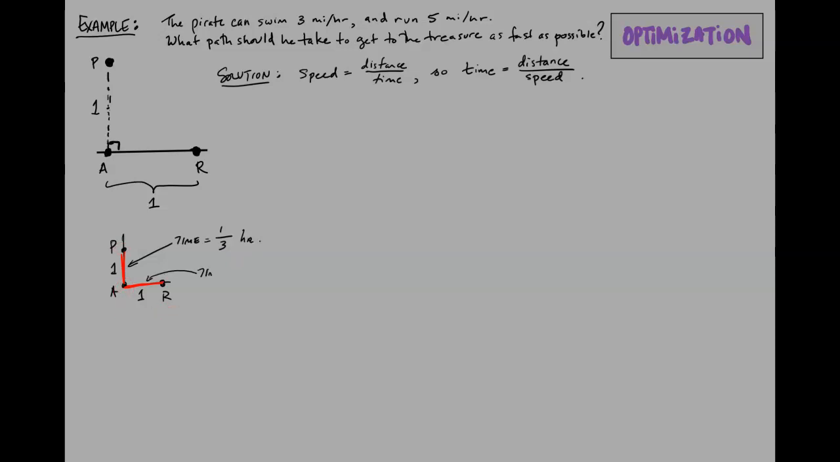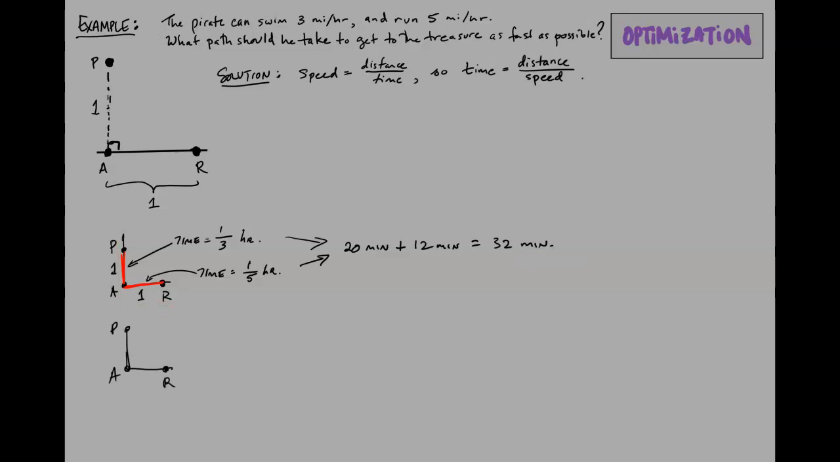And on that path, the time it takes him is going to be, once again, distance over speed. He's running 1 mile, and he is indeed running. He runs 5 miles an hour, so this will be 1/5 of an hour, which means that altogether, he runs for 1/3 of an hour, which is 20 minutes, plus 1/5 of an hour, which is 12 minutes, which is 32 minutes. That's how long it would take him to follow this particular path to the treasure.